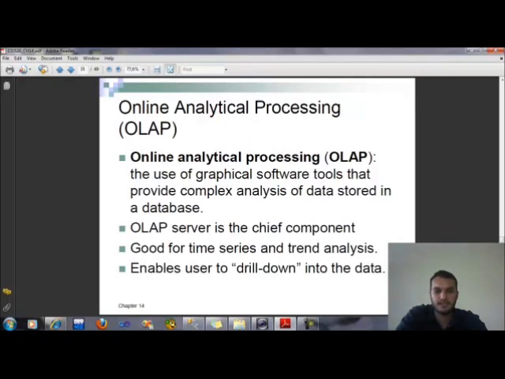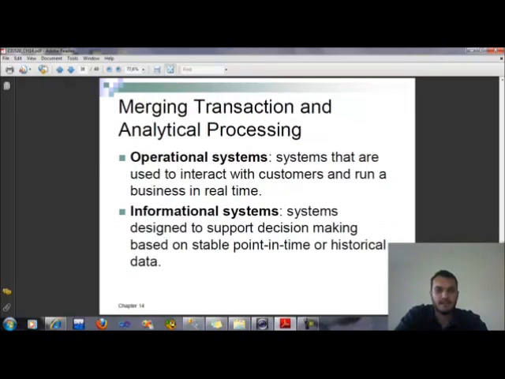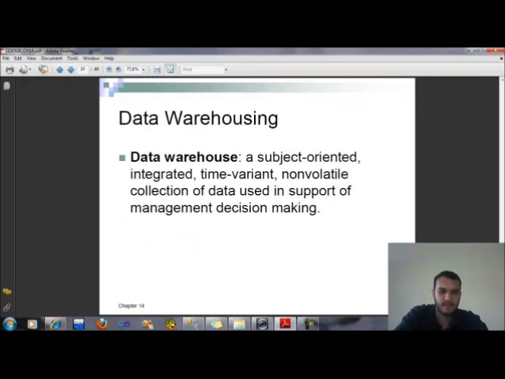An OLAP server is the hub component, and is good for time series and trend analysis, enabling users to drill down into the data. And merging transaction and analytical processing. Firstly, operational systems. What's the operational system? The systems that are used to interact with customers and run a business in real time. What's the informational systems? Informational systems are the systems designed to support decision making based on stable point-in-time or historical data.